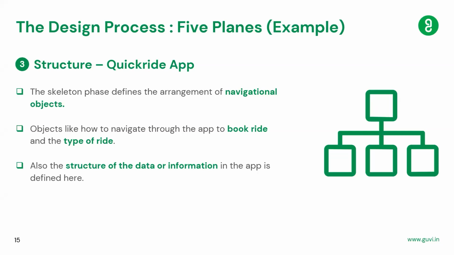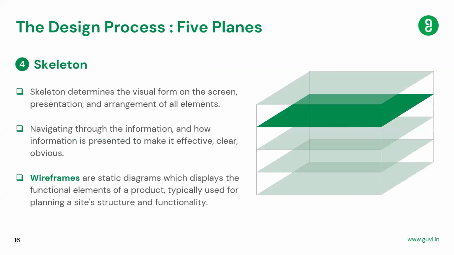You can change those things. So this is in a defined way. The first part is going to the profile and then going to the home, then changing your home location. So it is the structure of the data that is in the app. The fourth one is the skeleton.